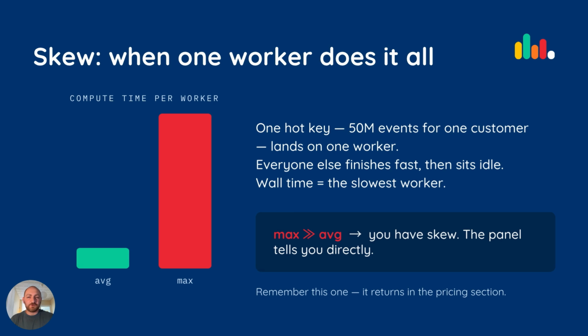This is why the execution details panel shows you both average and maximum compute time per stage. If max is way above average, 10x or 100x, you have skew. That's not a guess. The panel is telling you directly. Keep this one in mind because it comes back at the end of the video. In capacity pricing, skew is doubly painful, and we'll see why.